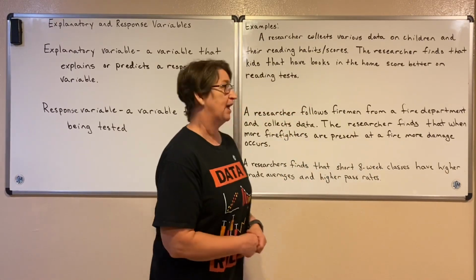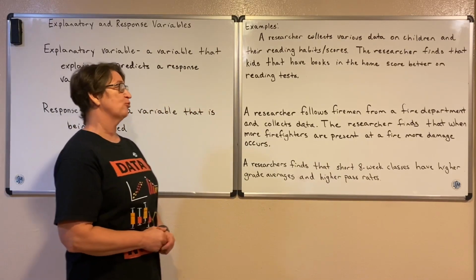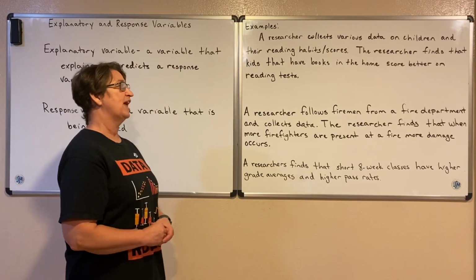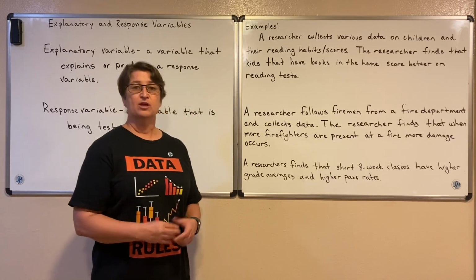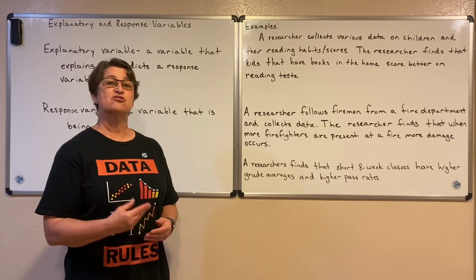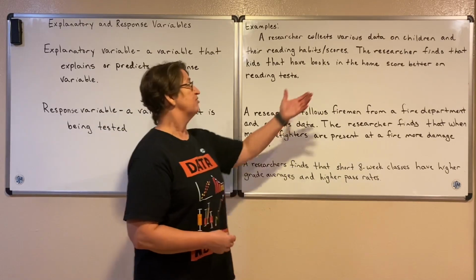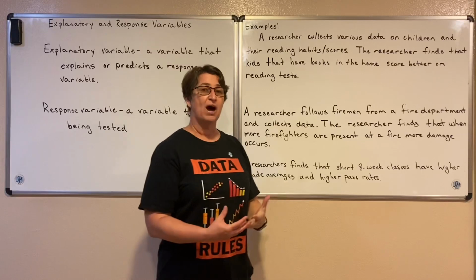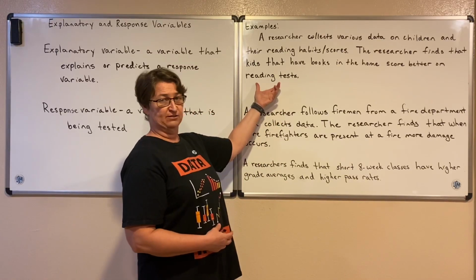Let's look at some examples. A researcher collects various data on children and their reading habits and scores. The researcher finds that the kids that have books in the home score better on reading tests. In this case, my explanatory variable is the number of books in the home. And the response variable is the score on the reading test.